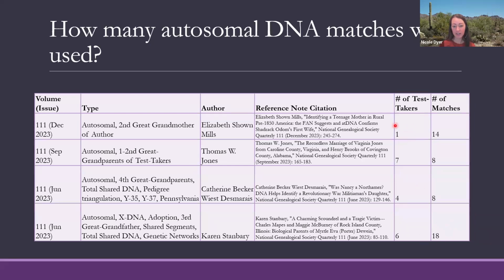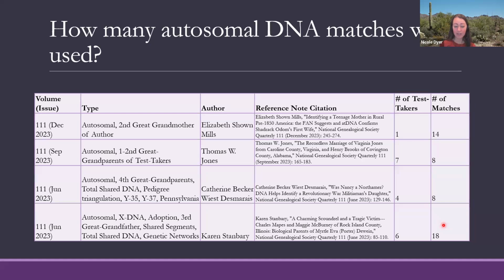It's definitely an anomaly to have only 1 test taker here for this article. Usually there will be more than 1 descendant of the research subject whose matches are used to compare against the descendants of the hypothesized ancestor. But you can see there's usually more than 2 or 3 matches here. We've got on average about 8 to 10 matches, and then some higher in some articles.